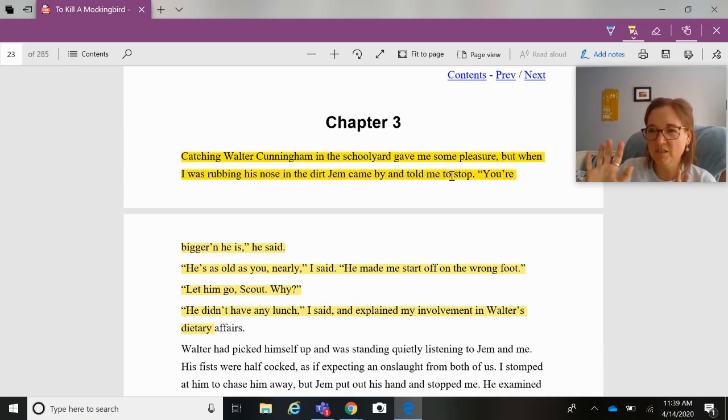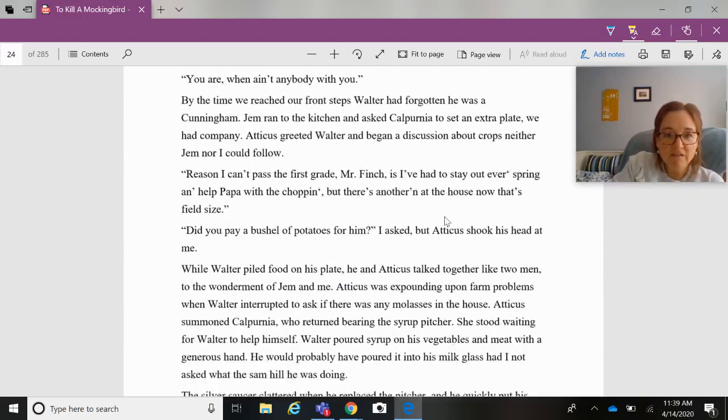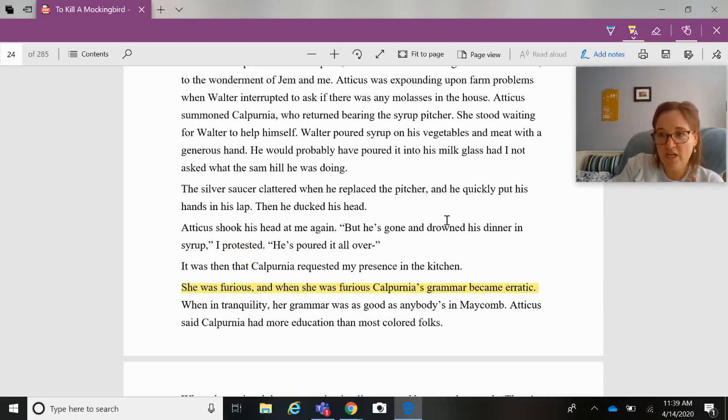Sometimes it says dinner, which gets a little confusing. That's just what they call it. So in the middle of the day, they're literally going home for lunch and then coming back to school because they just have to walk home. So they go back to the Finch's house and they are having lunch. And Scout doesn't understand why Walter Cunningham pours syrup all over his food.